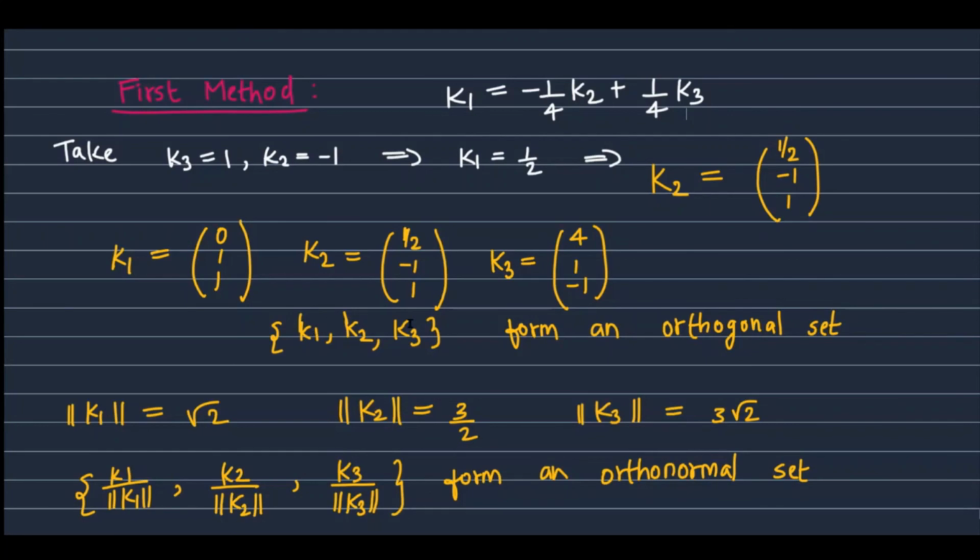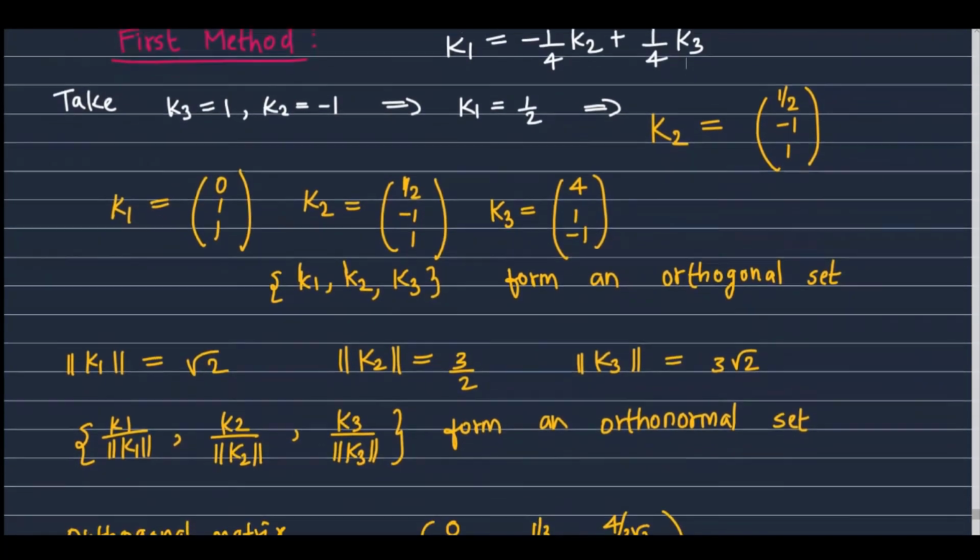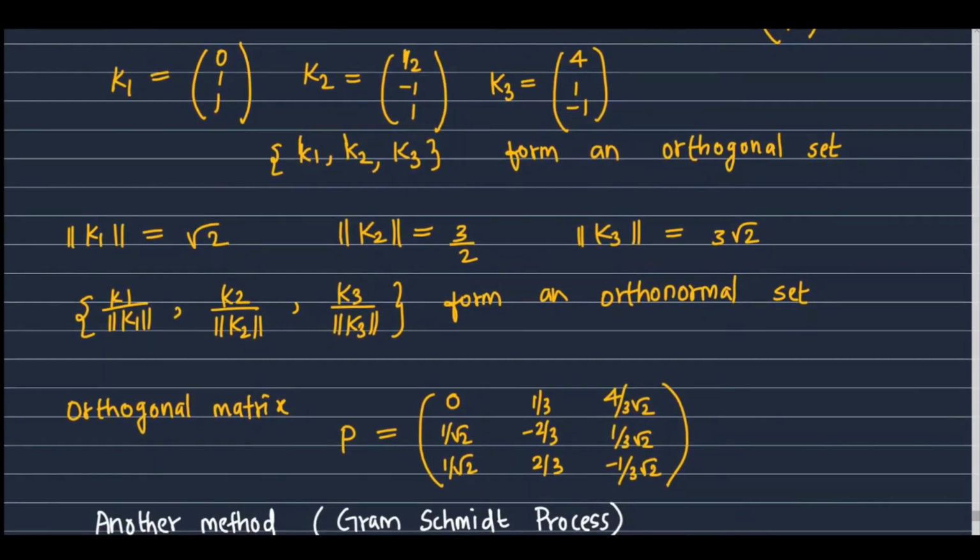If we divide these vectors by their norm, we will get a set of vectors whose norm is 1, as well as they are orthogonal. So we got an orthonormal set. And from the previous theorem, we know that we can construct a matrix with these as columns and we will get an orthogonal matrix. So orthogonal matrix P is k1 by norm k1.